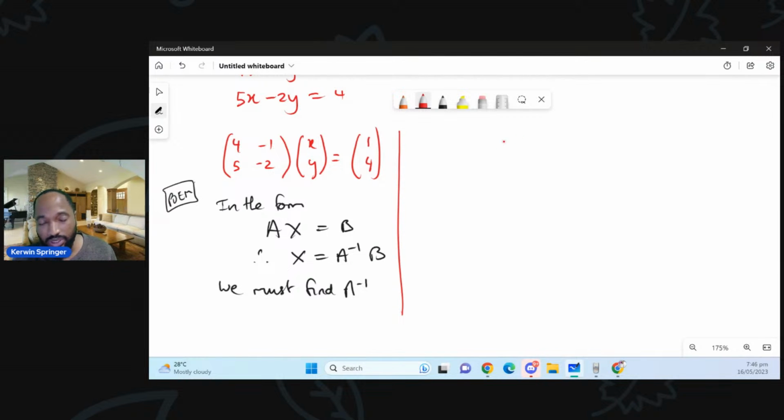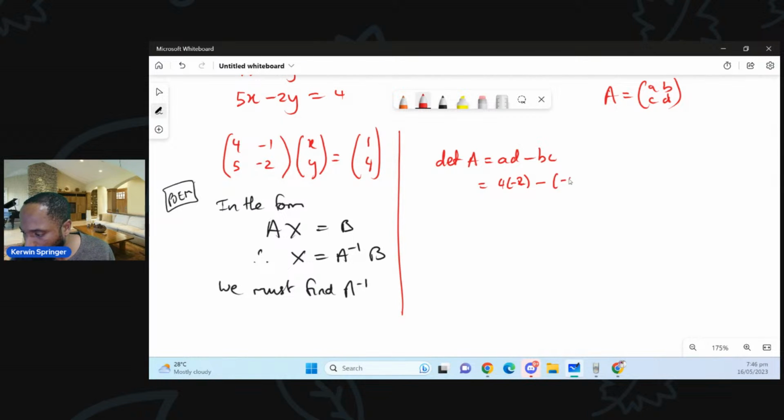So to find the inverse of a matrix, first you find the determinant. The determinant of, let's call it A, since we already established that, is AD minus BC, where A is equal to ABCD. So this is 4 by negative 2, minus negative 1 by 5. Negative 8 plus 5, again, is negative 3. Remember, I switch one of the signs to make it work.